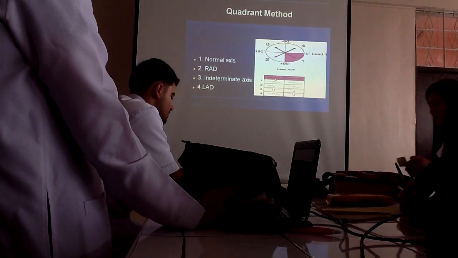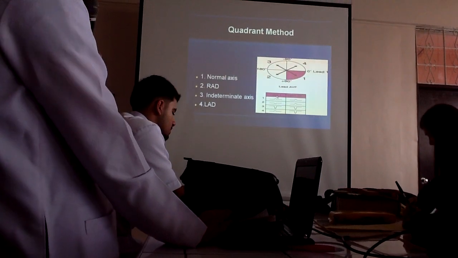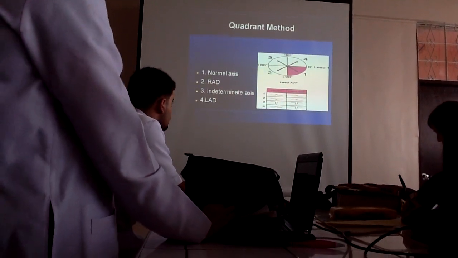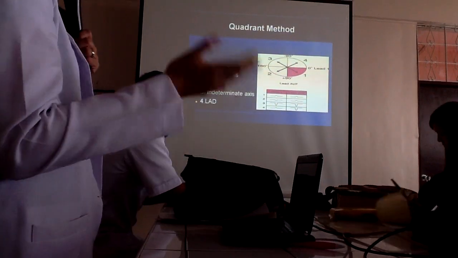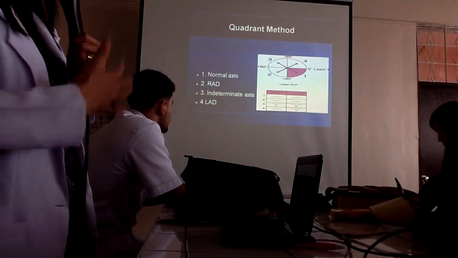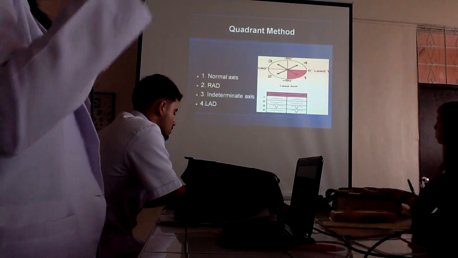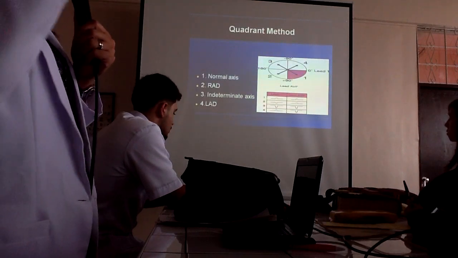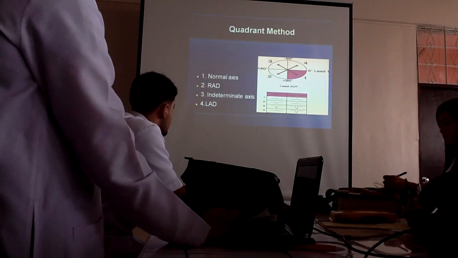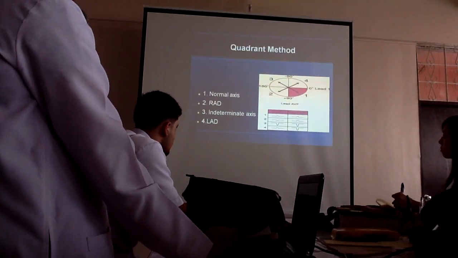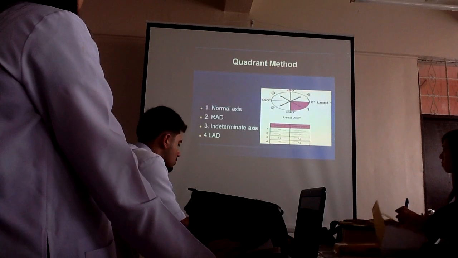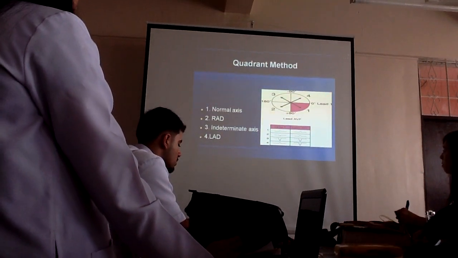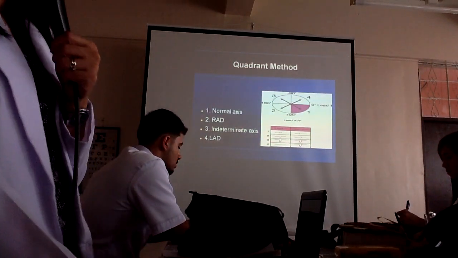If your lead 1 QRS complex is upright and your lead aVF QRS complex is upright, it's a normal axis. When your lead 1 QRS complex is inverted or negative and your lead aVF is positive, that's a right axis deviation. Indeterminate axis, if both are inverted. If your lead 1 QRS is upright but your lead aVF is inverted, that's a left axis deviation.